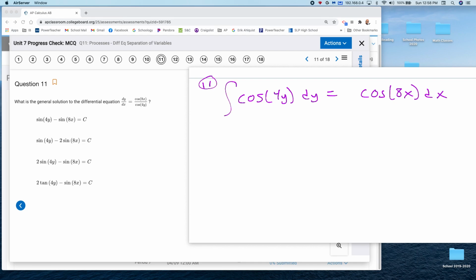And I can integrate both sides. Now I'm going to have to use u substitution. I'm missing a 1/4 in this one.